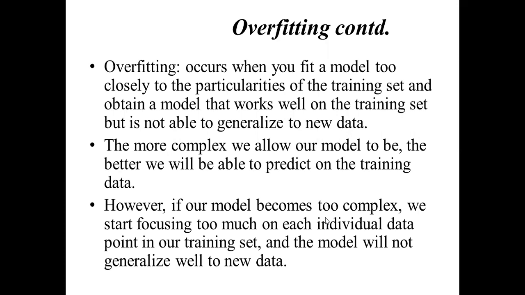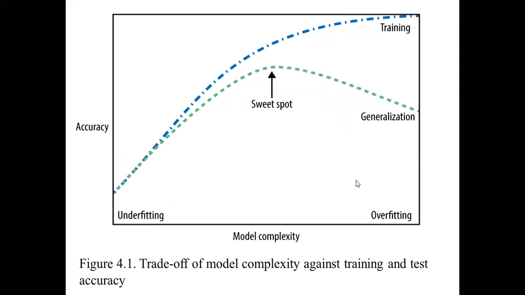But there might be a problem: if our model is too complex, then we may not focus on the individual training data, so we may not be able to generalize to new data as well. Here is a figure which explains this. This figure shows what is called overfitting, what is called generalization, and what is training.